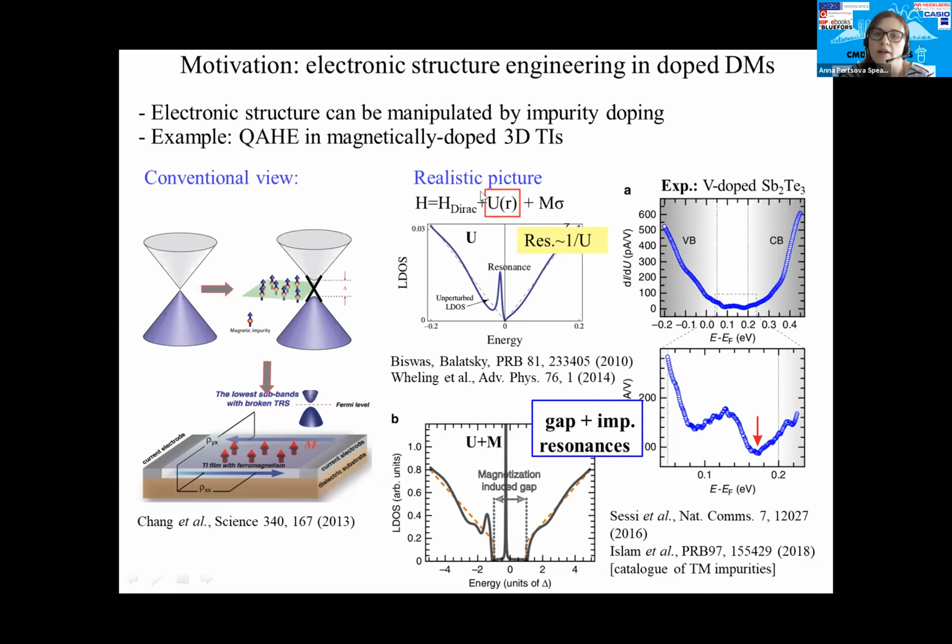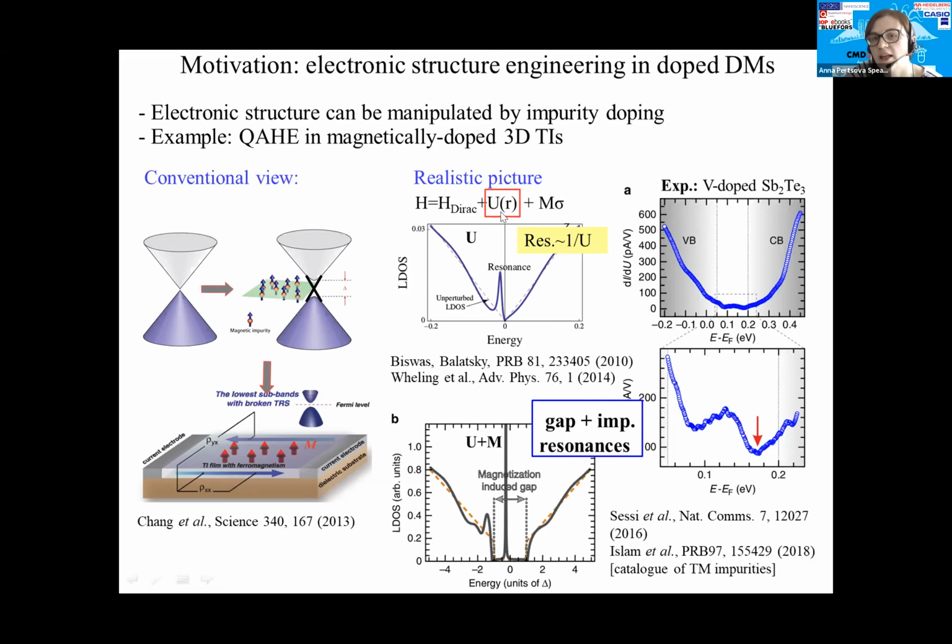In reality, this picture is a bit more complicated, because the impurities not only have the magnetic moment, which acts as an effective exchange interaction, but they also have potential.